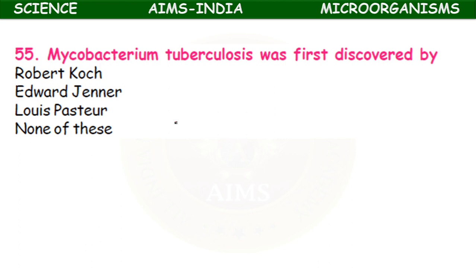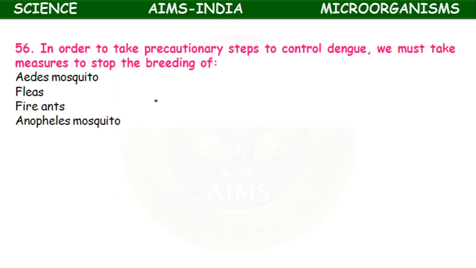Mycobacterium tuberculosis was first discovered by Robert Koch, Edward Jenner, Louis Pasteur, none of these. So, Robert Koch, who discovered the Mycobacterium tuberculosis, TB bacterium. In order to take precautionary steps to control dengue fever or disease, we must take measures to stop the breeding of which type of vector? Aedes mosquito, fleas, fire ants, Anopheles mosquito. It is the Aedes mosquito.